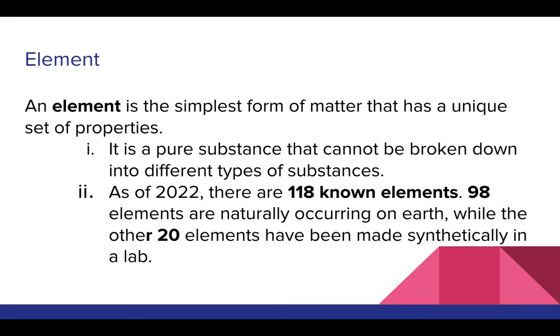Now, what's an element? An element is the simplest form of matter that has a unique set of properties. It is a pure substance that cannot be broken down chemically into different types of substances. As of 2022, there are 118 known elements. 98 elements are naturally occurring on the Earth, while the other 20 elements have been made synthetically in a lab.